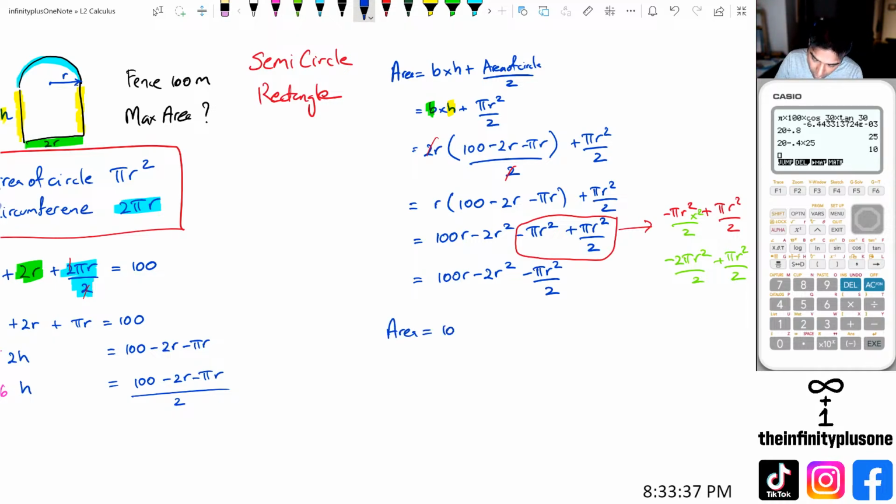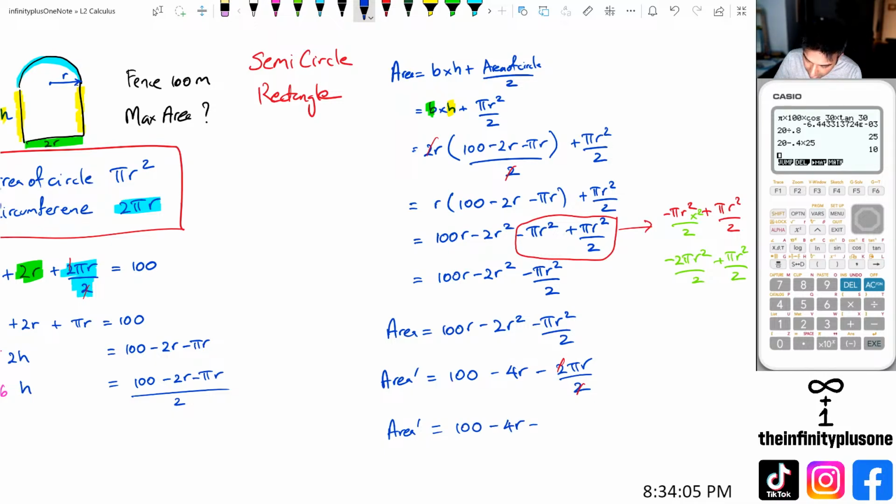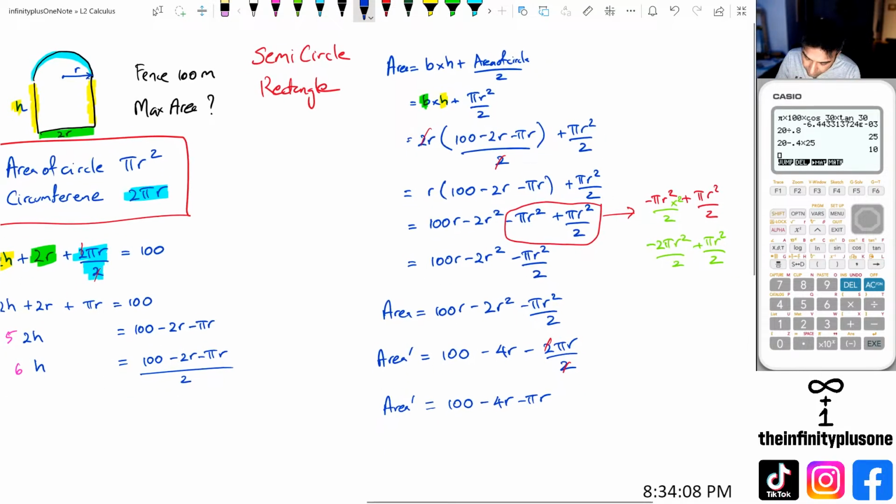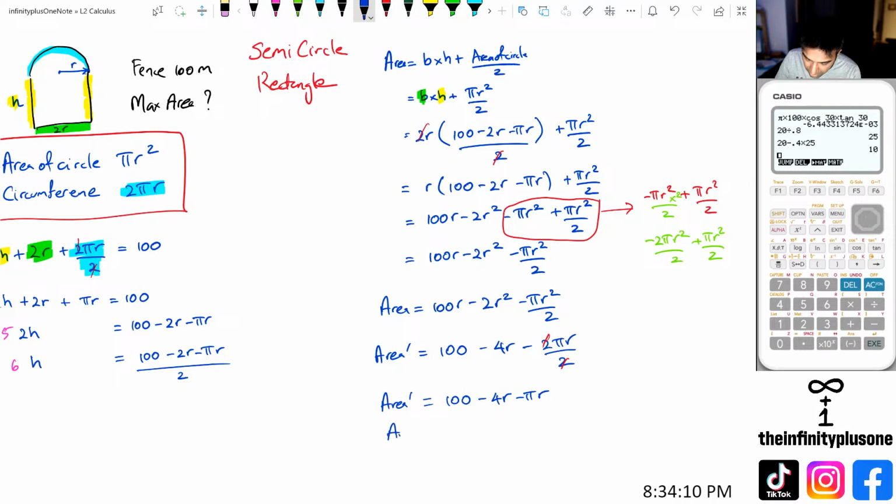Okay, so what I've got here is area equals 100r minus 2r squared minus pi r squared over 2. I don't think I have anything else left to do, so I'm just going to differentiate this. When I differentiate, I get 100 minus 4r minus 2 pi r over 2. The two 2's cancel out, and I'm left with 100 minus 4r minus pi r. Now remember that this is equal to 0, so area dash equals 0.